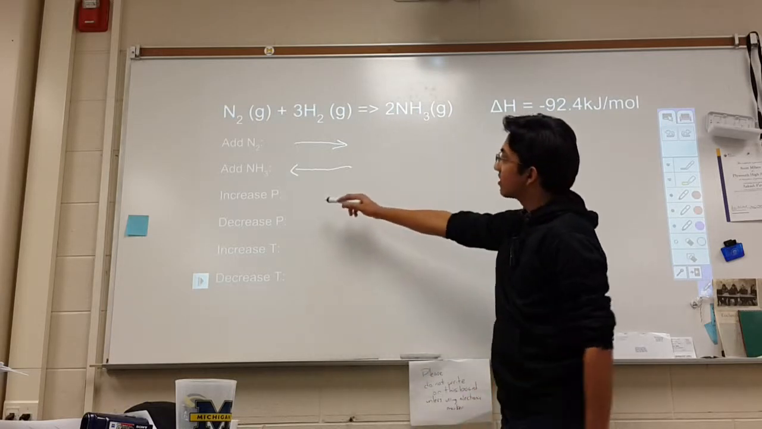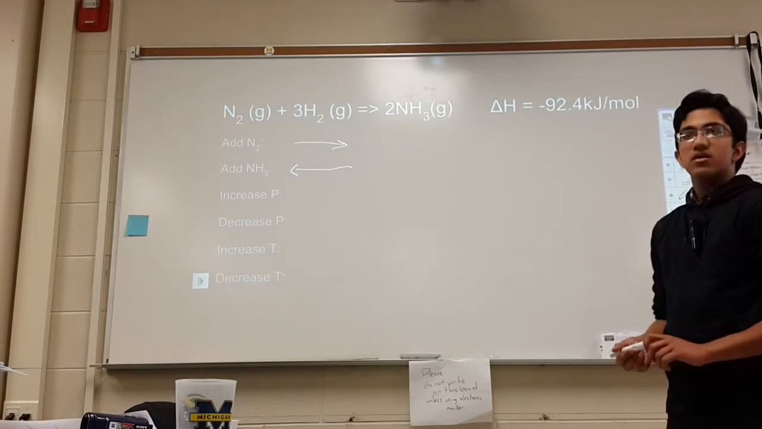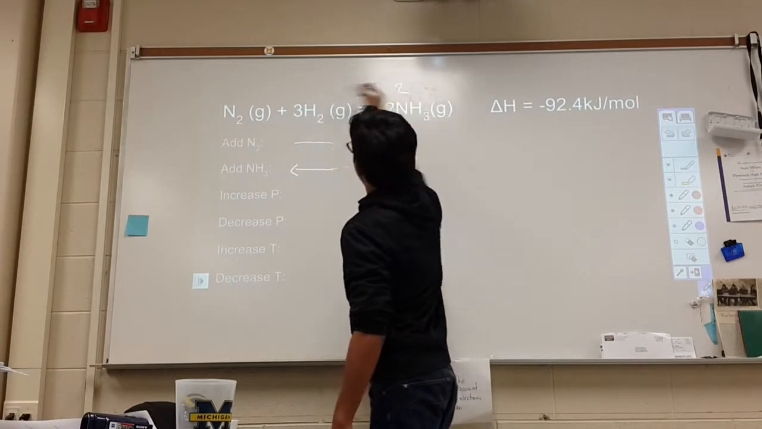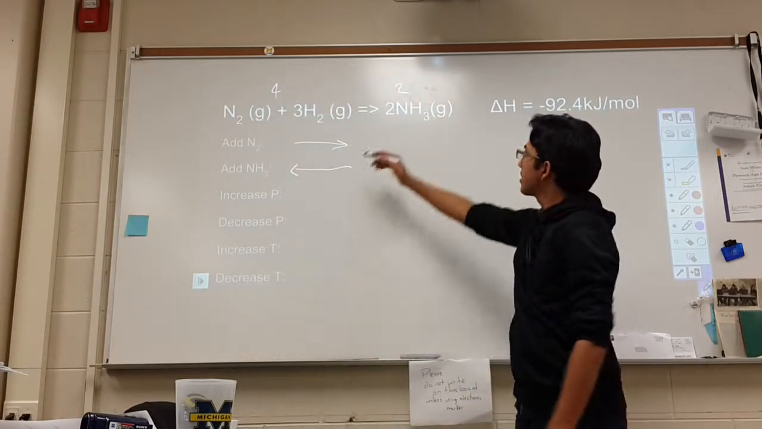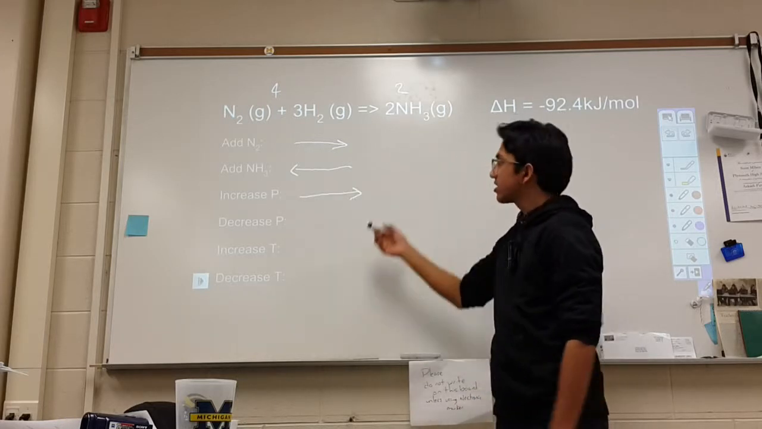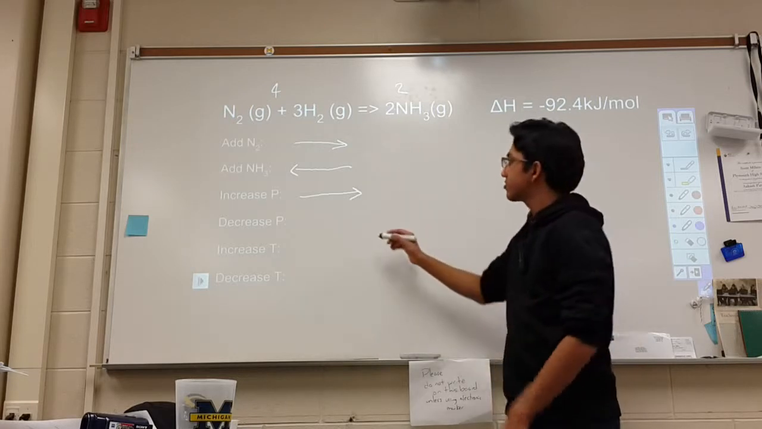If I increase my pressure, why is it going to shift to the right? You want fewer gas molecules. I have 2 over here, and I have 4 over here. So if I increase the pressure, I want to get rid of that pressure, and I will shift to the right. If I decrease the pressure, to the left. I want to make more gas molecules, I want to increase my pressure.